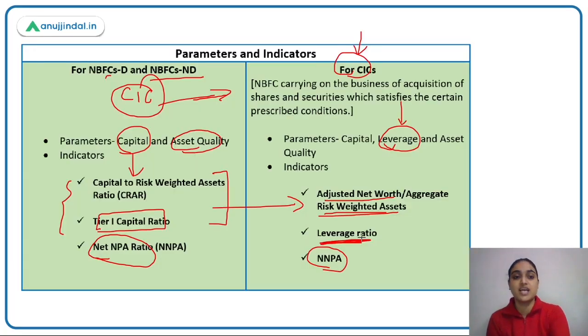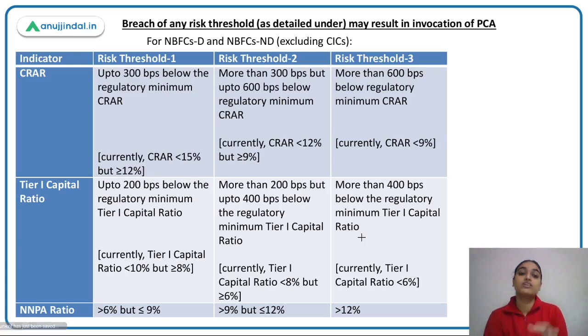Abhi tak humne discuss kiya ki kya kya major parameters hain jiske through hum NBFCs ki performance assess karenge aur us performance ko assess karne ke liye hum kya kya indicators use karenge. Now we will talk about the risk thresholds, ki isse kam agar aapki capital hai ya isse zyada agar aapke NPAs hain to aap PCA framework ke under aaoge aur RBI aapke against major actions lega aur aap pe restrictions lagayega. So, if you are breaching any of these risk thresholds, if you are not maintaining enough capital as required, if you are having a lot more NPAs than what is allowed, then RBI will put you as an NBFC under the PCA framework and it will impose a lot of restrictions on you.